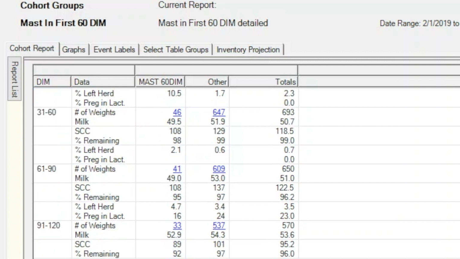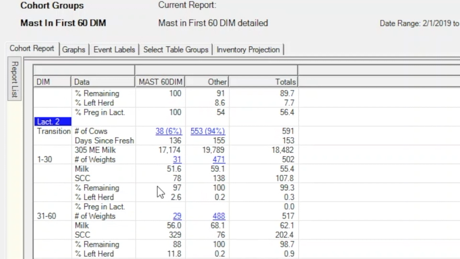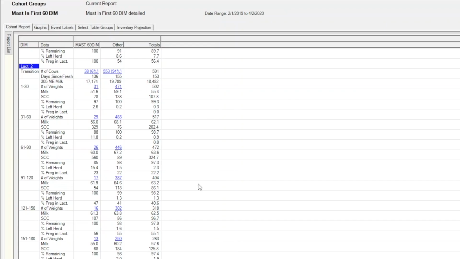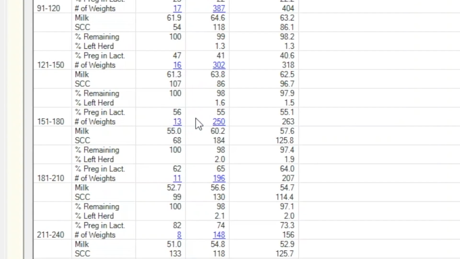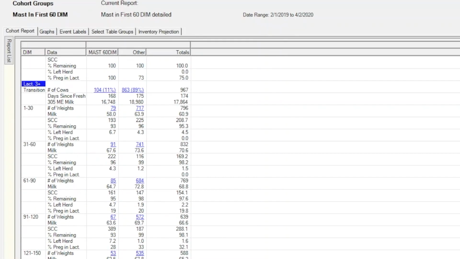We can also scroll down and look at second lactation. See the difference in milk. Percent left herd. Percent pregnant here. So on the second lactation, it's about even on reproduction there. If we scroll down, we can look at third plus. 11% of the third plus animals have got mastitis. This is just some of the things that you can look at on these reports.